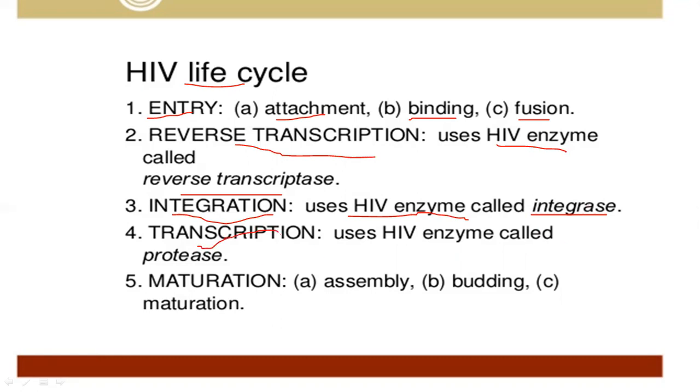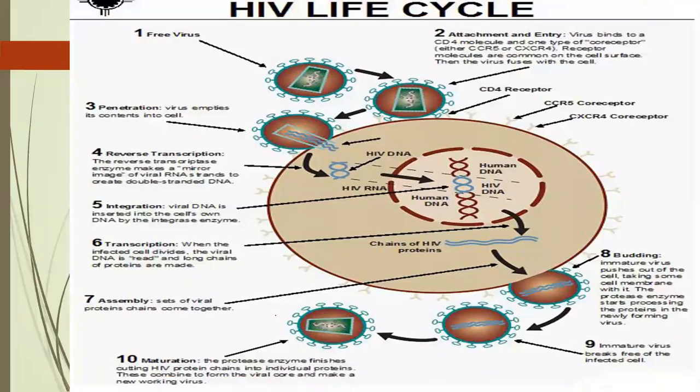Then transcription occurs, in which the HIV enzyme called protease performs its function, and it makes protein fragments in the cells, and then different fragments of HIV are formed in T cells. Then there is maturation, when there is assembly of HIV parts, and then budding out of the host cell, and then maturation of the cell occurs. So now we will see it through the diagram.